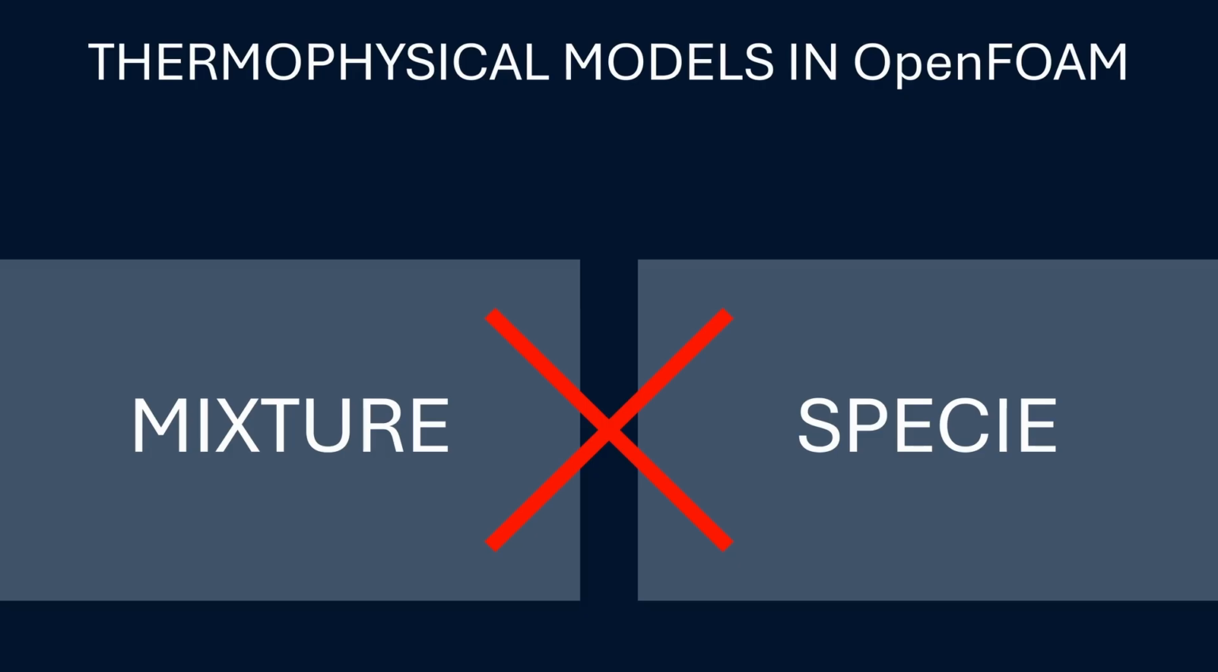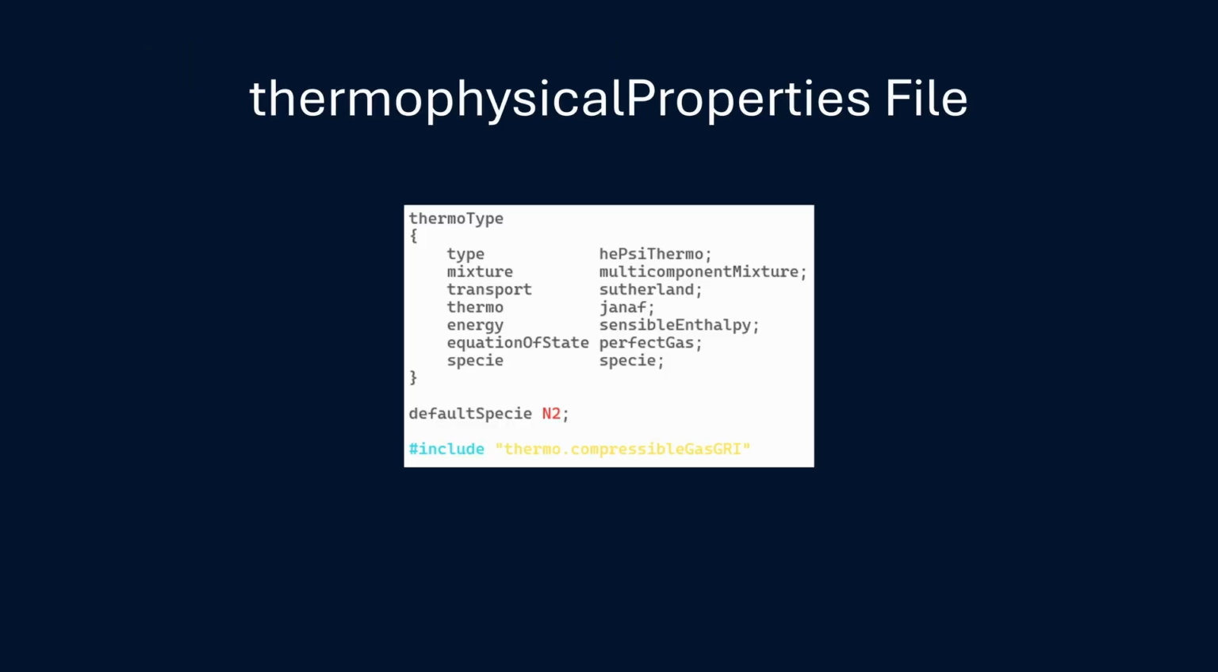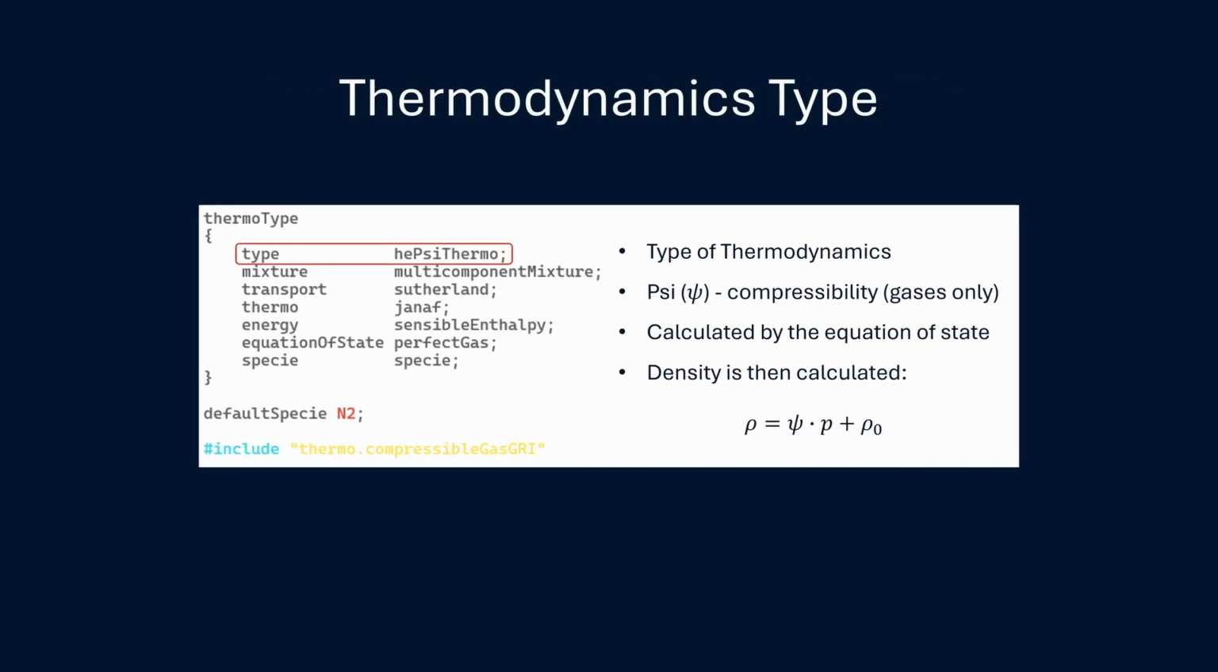So let's move on to understand how OpenFOAM does it. This right here is the thermophysical properties file. We can see entries inside the subdictionary. We have entries for type, mixture, transport, thermo, energy, equation of state, and species. Type talks about the type of thermodynamics we use. The HE thermo model primarily talks about compressibility of your working fluid.